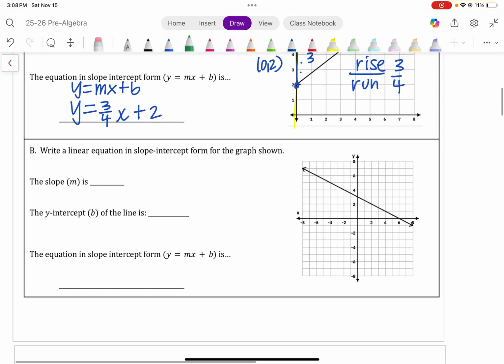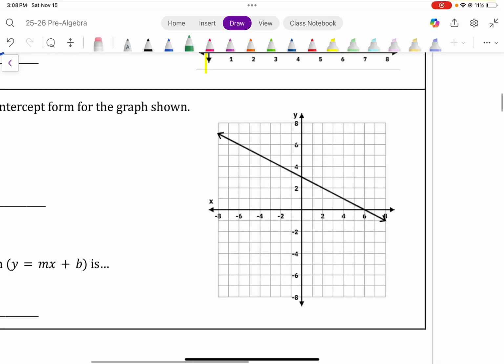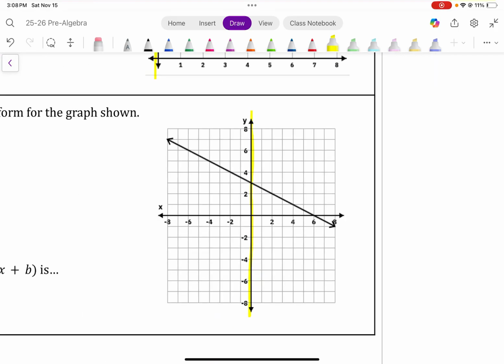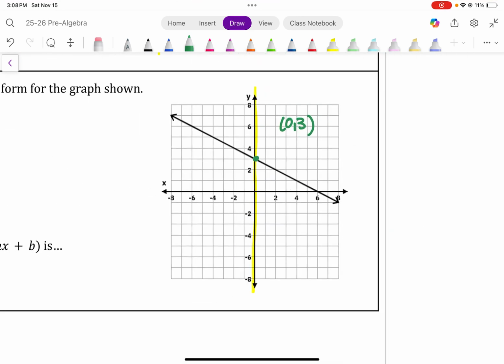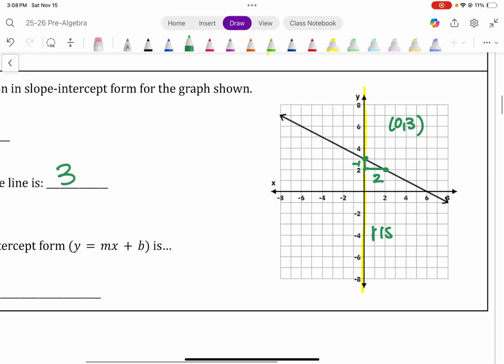Okay, we can do the same thing here. I'm gonna highlight my y-axis. That is an important axis because we want to see where that graph line touches that axis, and it's touching at 0, 3. So my y-intercept is 3, and I'm gonna follow the line till I hit the next perfect point. So right here at 2, 2. And between those points, I'm going down 1 and 2 to the right. So my rise is -1, and my run is 2.